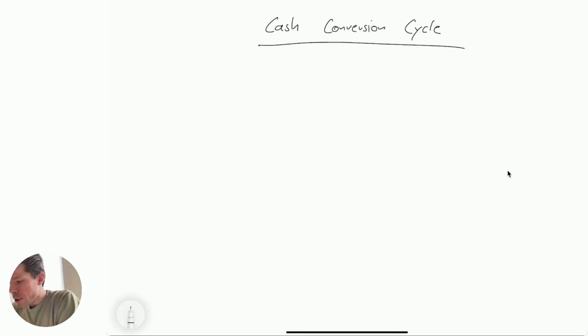Today I'd like to cover and introduce the cash conversion cycle. We had an earlier session on working capital and it's basically a similar concept. They belong together.